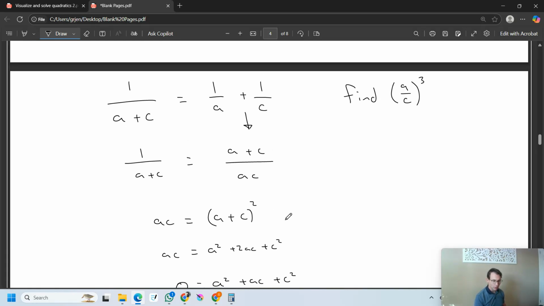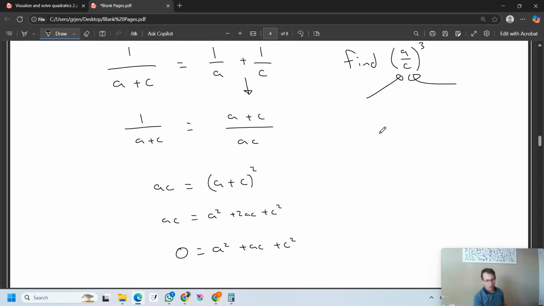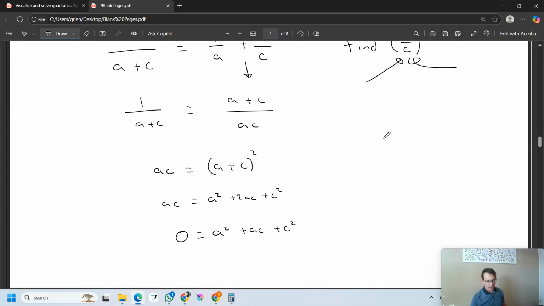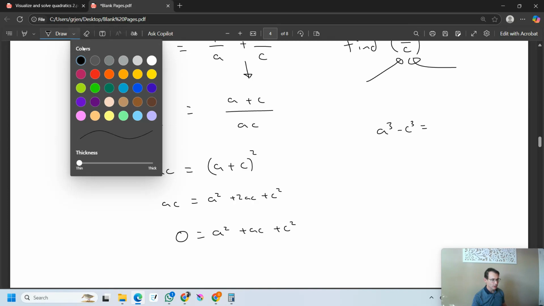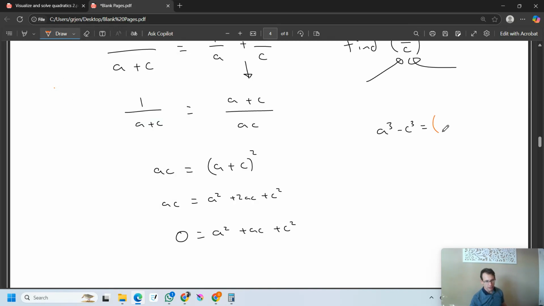All right? Recall what we're looking for. A on C cubed. And I used a method to find A on C kind of directly using the quadratic formula and then cube that thing, which is nasty. Okay? Don't do that. Don't need to do that. What we want to notice here is that if we had this situation, A cubed minus C cubed, we've already learned a factorization for that. That's A minus C multiplied by A squared plus AC plus C squared. And we've got that there, this bit.